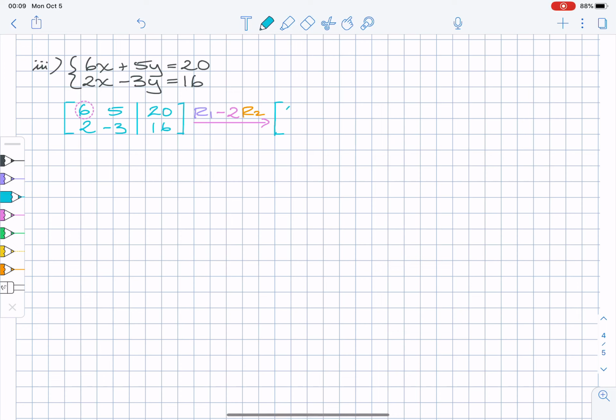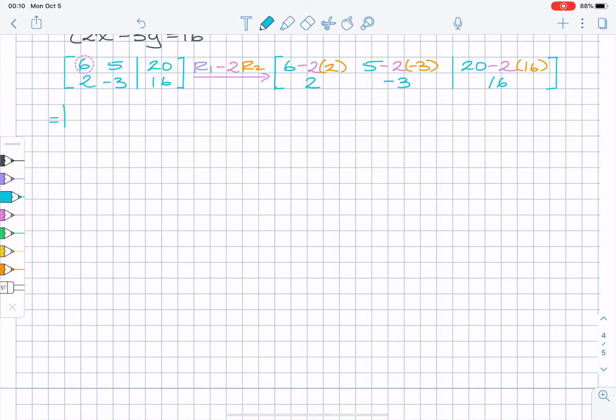So this will be 6 minus 2 times 2. It'll be 5 minus 2 times negative 3. Augment, then it'll be 20 minus 2 times 16. Okay, so we get 2, negative 3, and 16.